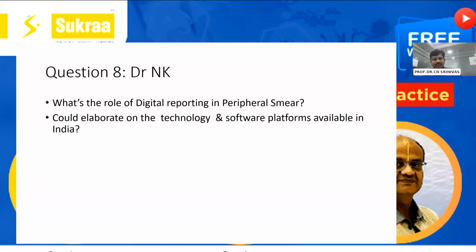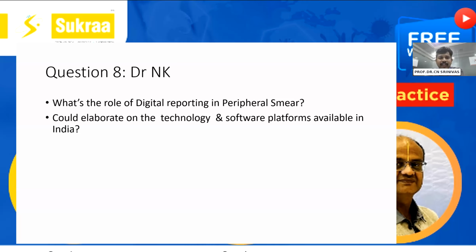So we'll go to the next interesting question. What's the role of digital imaging and reporting in a peripheral smear? And have you got any advancements in this digital imaging? Do we have any software platforms available in India which can integrate the numerical data, the histograms, and the digital imaging so that you can report from your mobile anywhere in any part of the world?